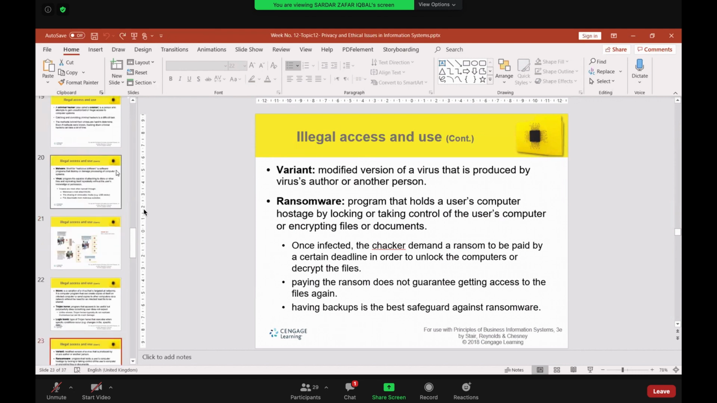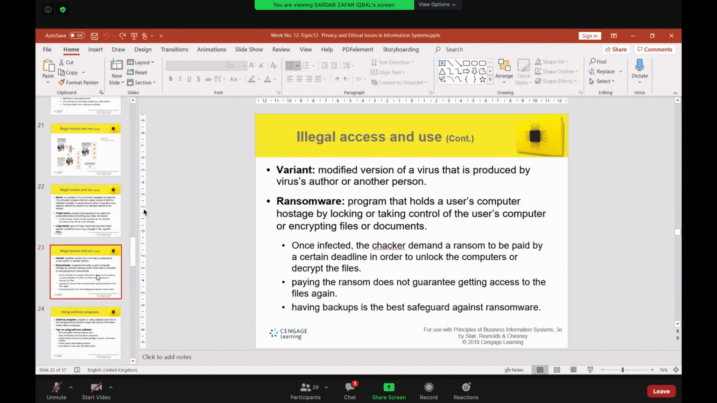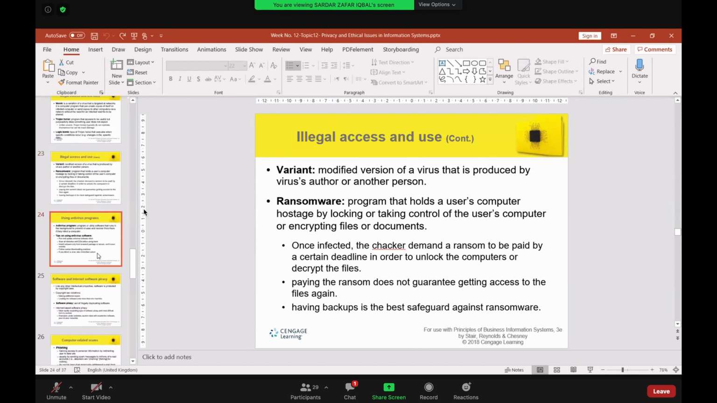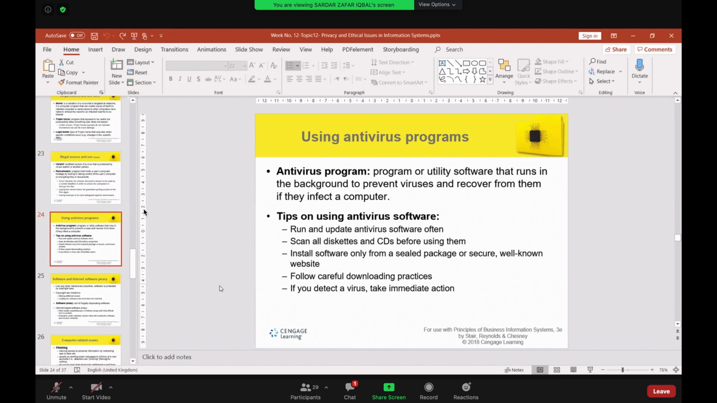Yes, Dr. So these are the different types of viruses and malware. Next is the antivirus program. We will discuss this in the next class.